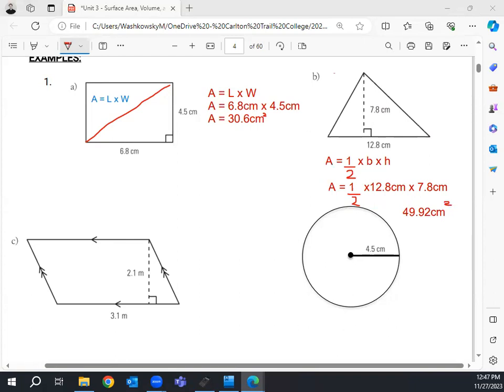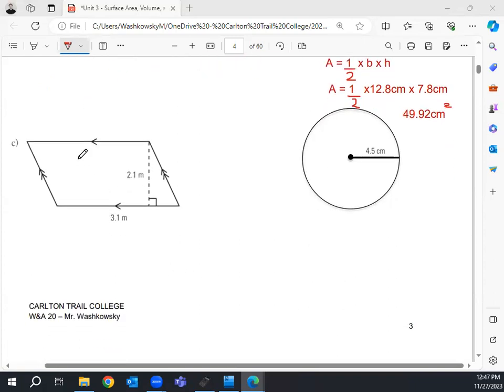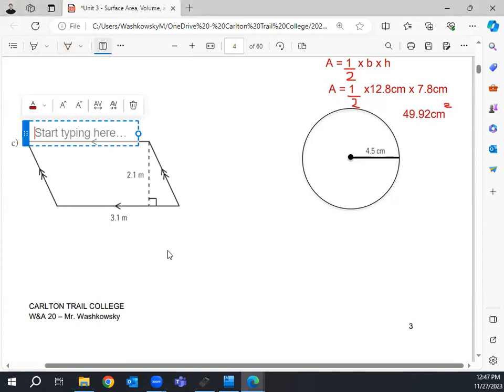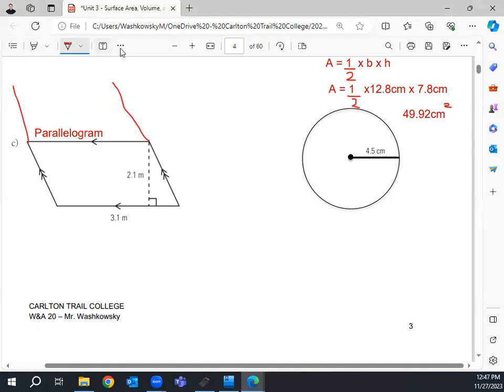So this next shape, anyone know what this one's called? This is a parallelogram, technically. And we can see that because we have these little black lines here. That just shows that these lines could go on forever and ever, and they'll never touch. That's why they both have that.